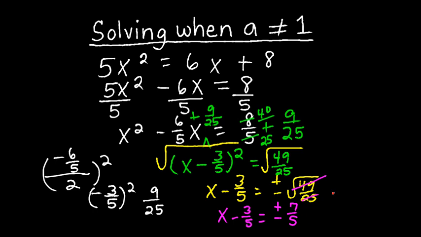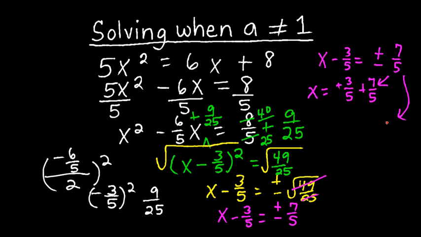I'm running out of room, so I'm going to rewrite this all up here. And we'll go ahead and add 3/5 to both sides. But we're going to do it for both positive 7/5 and negative 7/5. All right, so I'm going to have x equals, oops, sorry, plus 3/5 plus 7/5. That's one of my possibilities. Okay, and the other one's going to be x equals 3/5 minus 7/5, because again, this was plus or minus 7/5.